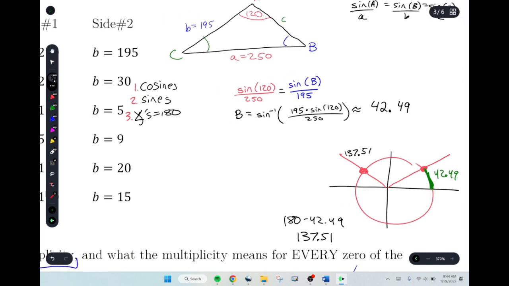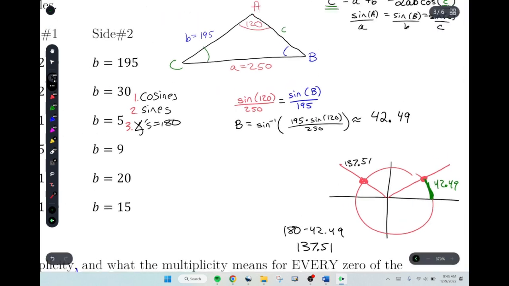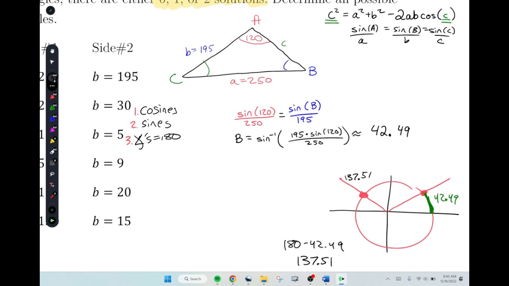Well, I can already tell that there's only one solution, because 137.5 plus 120 is way over 180. It's way over 180 already, right? Two obtuse angles are done. Toast. So this is not even possible, even though we had to check it. Not possible.